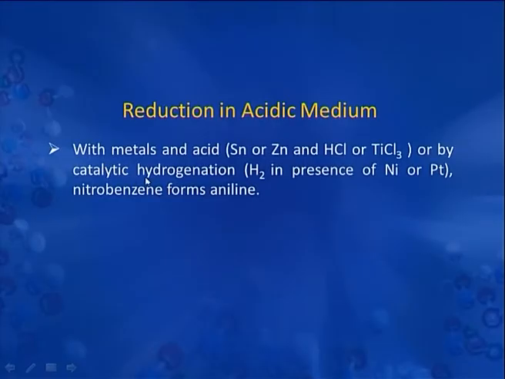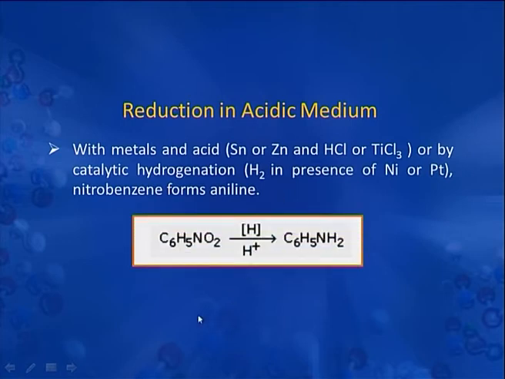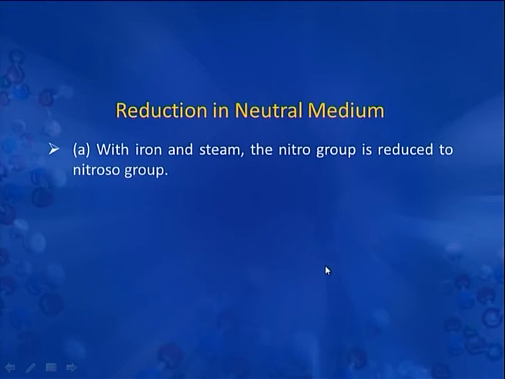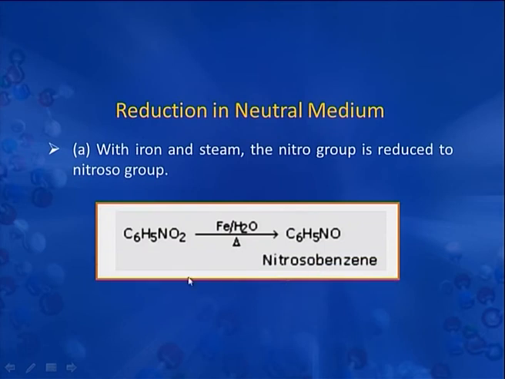different stages are achieved. First of all, we will discuss reduction of nitrobenzene in acidic medium. When metals and acid, metals like tin and zinc and acid like HCl or titanium trichloride are treated with nitrobenzene, they form aniline, and this type of reduction is called reduction of nitrobenzene in acidic medium. When the nitrobenzene is reduced in neutral medium, two different kinds of reagents can be used. With iron and steam, the nitro group is reduced to nitroso group and there is formation of nitrosobenzene.